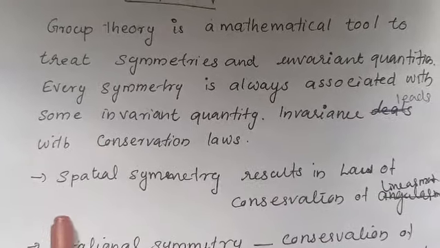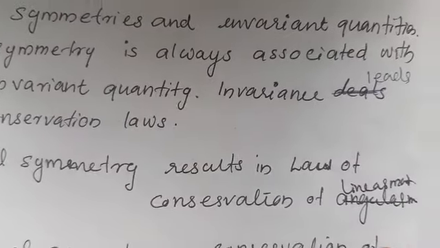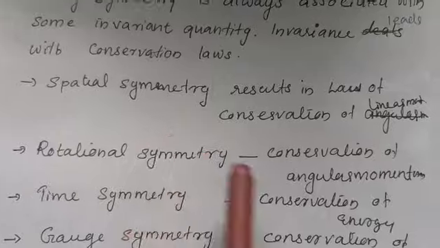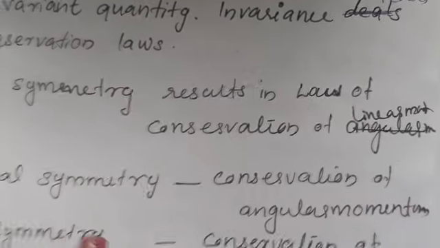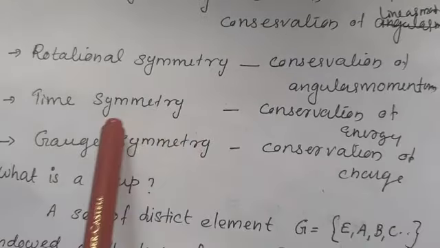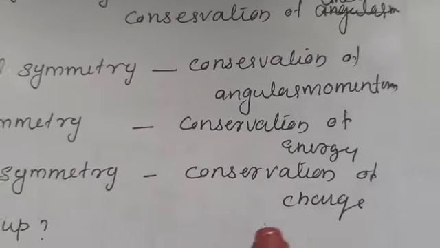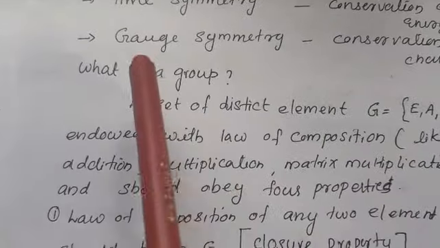We already studied that spatial symmetry results in conservation of linear momentum, rotational symmetry deals with conservation of angular momentum, time symmetry leads to conservation of energy, and gauge symmetry is related to conservation of charge. So let us enter into our topic.